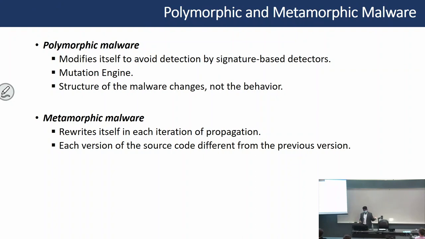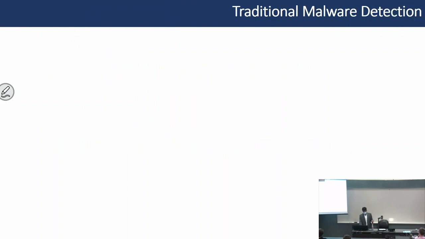Metamorphic malware rewrites itself in each iteration of the propagation. So the source code changes in each version from the previous one, okay? Now let's understand why antivirus software cannot detect this. But before that, let's understand how antivirus software works.